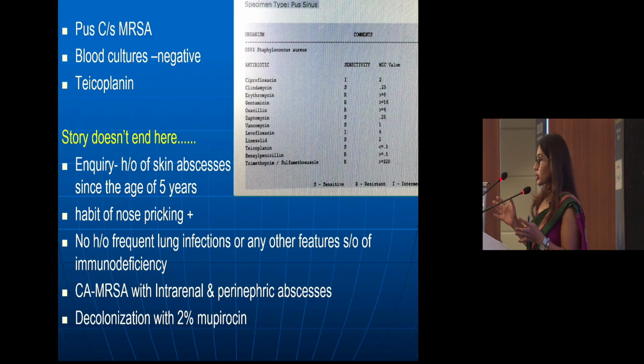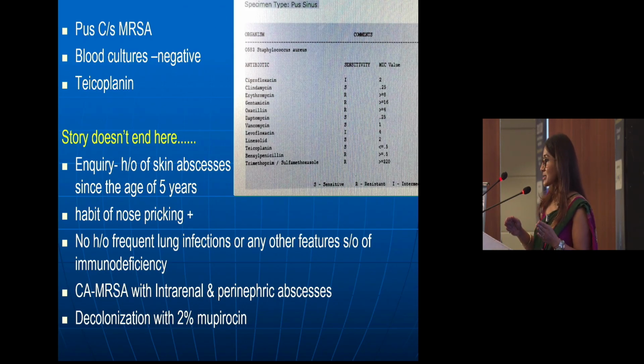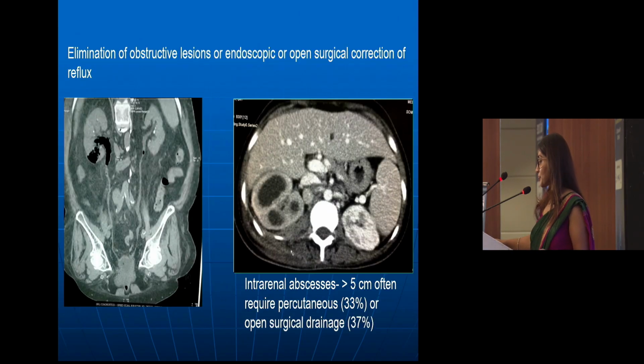But as ID, it's important for us to recognize why he got MRSA. We inquired further, and this patient gave a history of skin abscesses since childhood, with no other history of immunodeficiency. So this is a case of CA-MRSA with multiple renal abscesses, hematogenous abscesses in the kidneys. What is important is also prevention, so decolonization with mupirocin was offered to him, and he was cured.